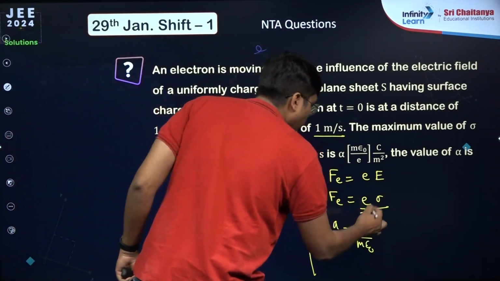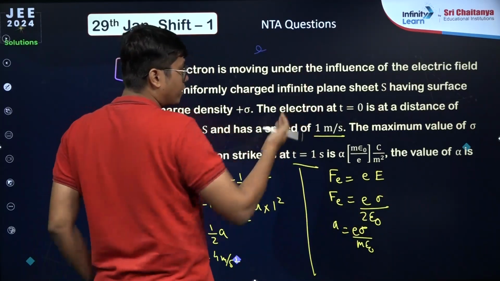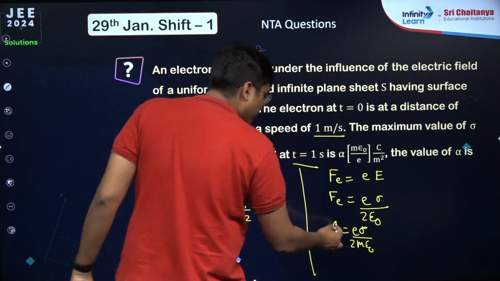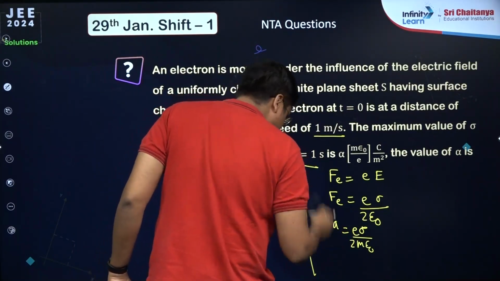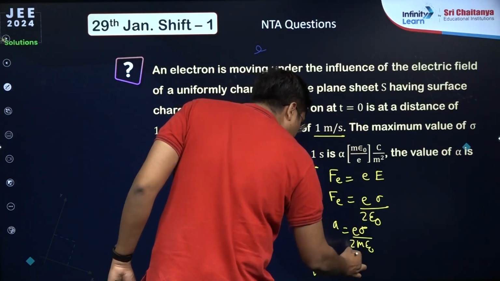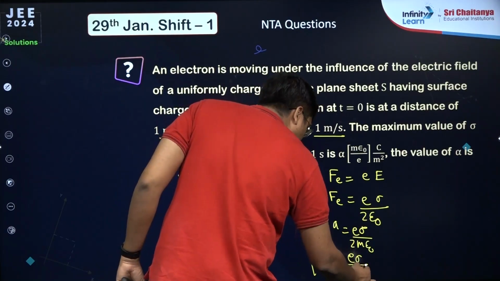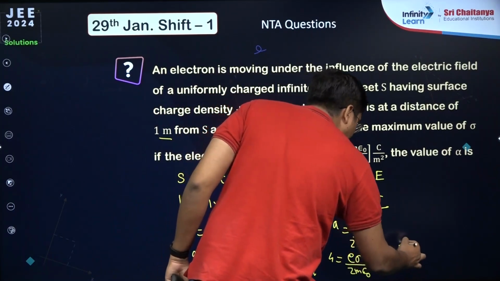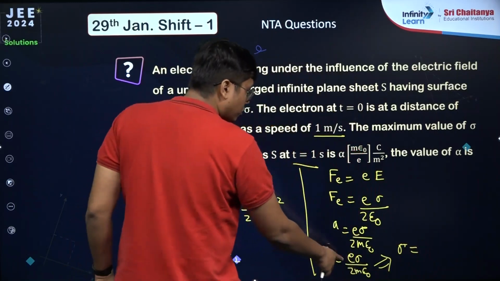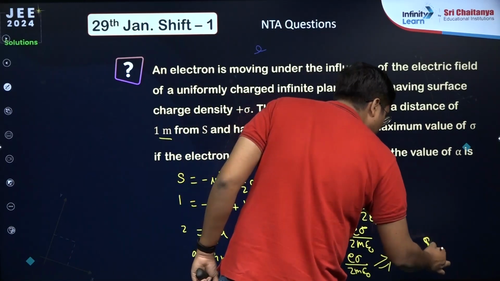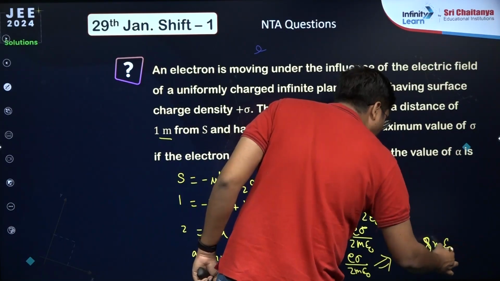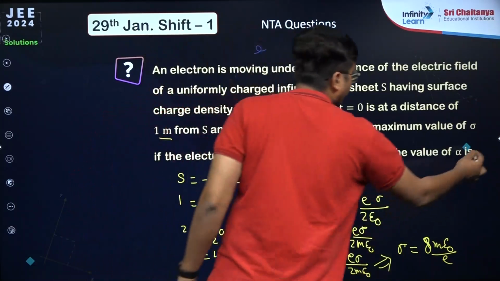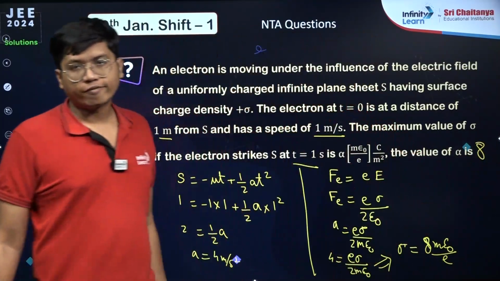My bad, I missed out on the 2. So it's sigma by 2 epsilon naught, that's the electric field for a single sheet. For 2 sheets it might have been sigma by epsilon naught. We have a factor of 2 here. A is given as 4 over here, sigma by 2m epsilon naught. So you can see from here that sigma will be equal to, multiply it here, 8m epsilon naught divided by E. So this sigma is equal to 8m epsilon naught divided by E.